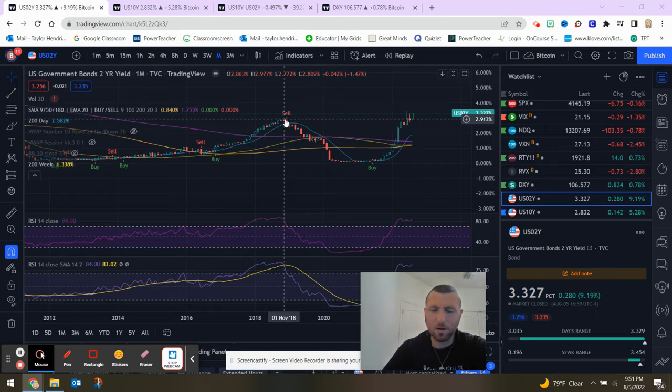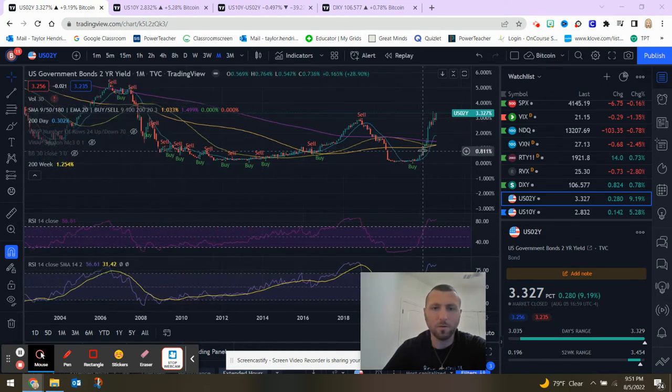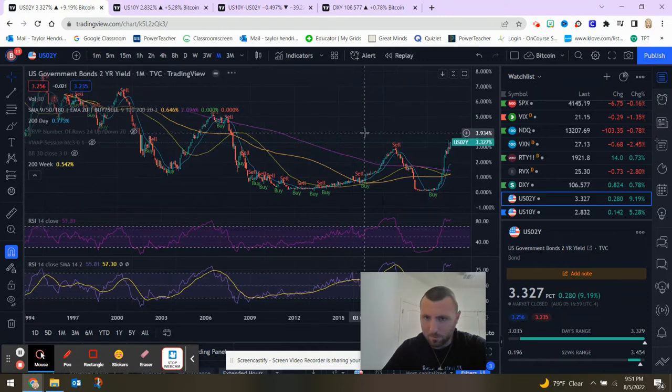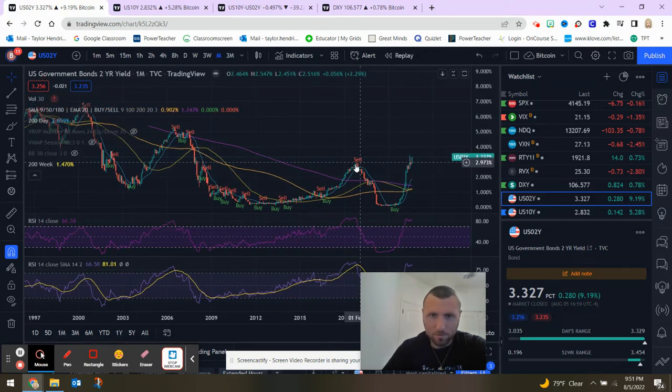So we're looking here on the 1 month chart. We took out this pivot high from December of 2018. We've tried it 3 times. We tried it in June. We tried it in July, and it looks like we're breaking through in August. The next level of technical support that we have on the 2 year yield is all the way up here at 460.